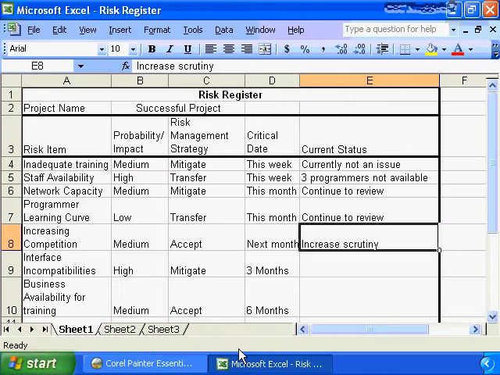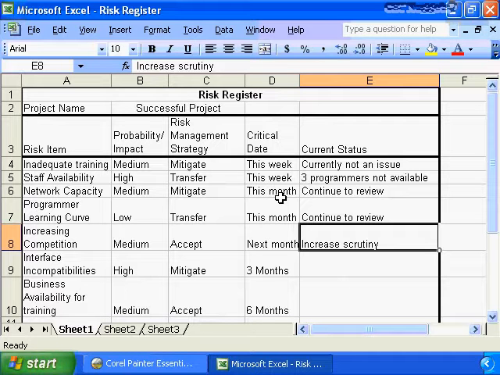Here we see the risk register from the previous nugget more completely filled out. We have identified more risks in our risk register. And in fact, we have added additional detail, we've added the risk management strategy, and we put in the critical date. Now in this case, I have simply put it in a relative term: this week, this month, next month, 3 months out. In a true project delivery situation, you would be putting in actual project critical dates. And we're starting to fill in the current status for the risk events.